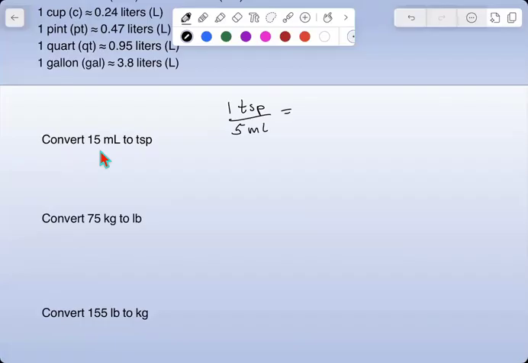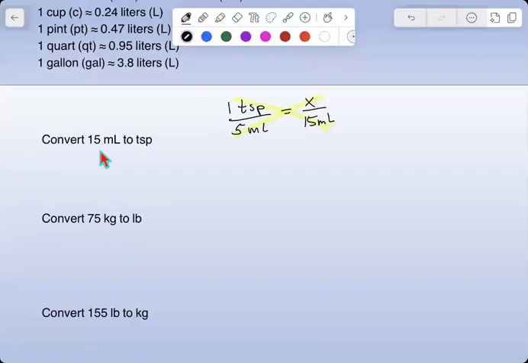Okay. So what do we got? If we want to know how many teaspoons it is, that's our missing. Since teaspoons is on the top on the left, I want to put teaspoons on the top on the right. And then I have 15 milliliters, so that goes there. So this should be milliliters to milliliters, teaspoons to teaspoons. And then to solve a proportion, we're going to cross multiply.